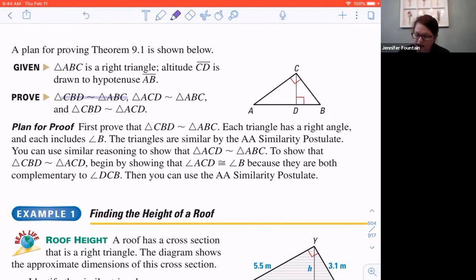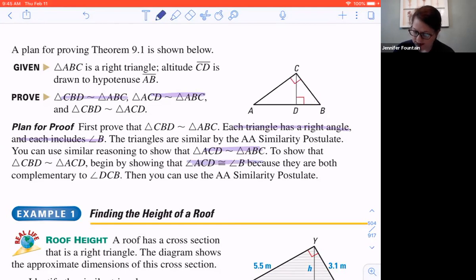So it says each triangle has a right angle and includes angle B. So if they both have a right angle and they both include angle B, then I have angle-angle similarity, just like that example we looked at on the chapter 8 review. We had one exactly like that, where we said, hey, they both have a right angle, they both have an included angle, therefore I can use angle-angle similarity. Okay, and it says you can use similar reasoning to show that ACD is similar to ABC.